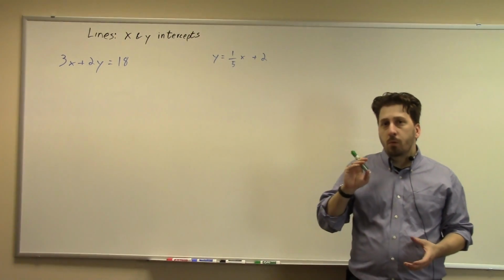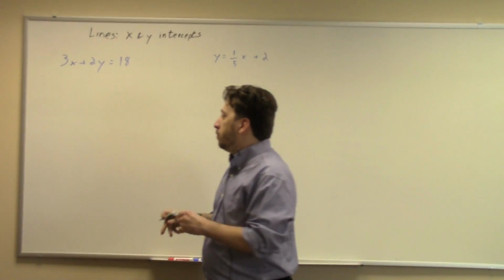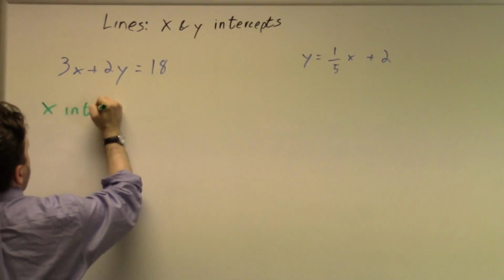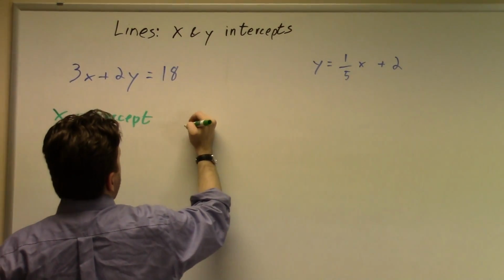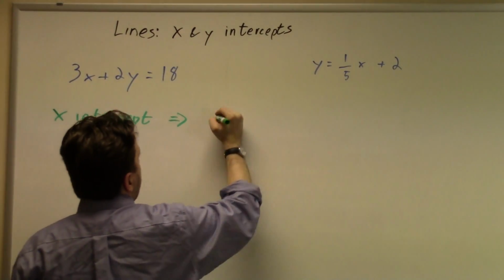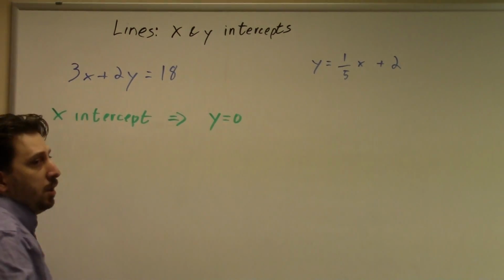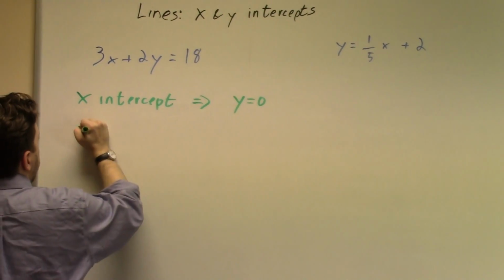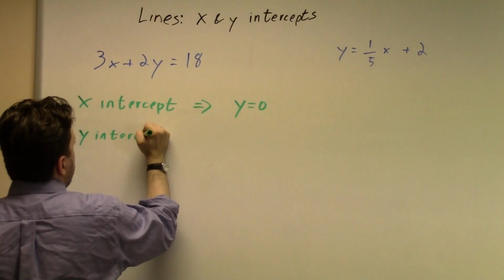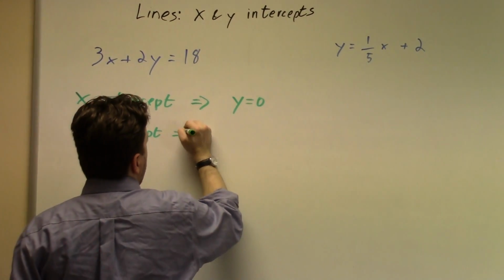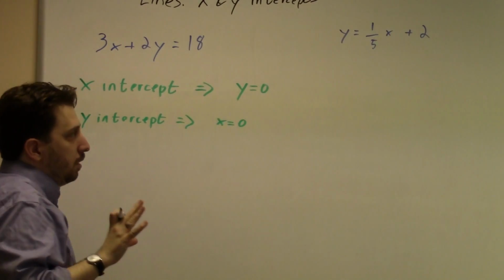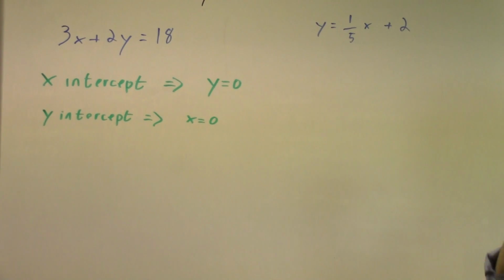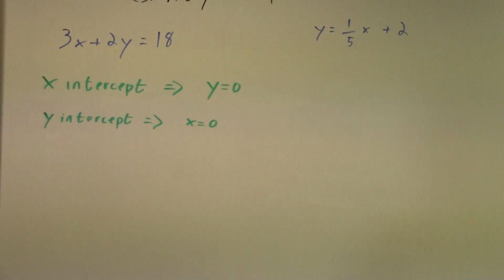Now, the main idea here is that when we're talking about the x-intercept, what I want you to take as your definition is that y equals 0. Okay? So the x-intercept means y equals 0. And when you're talking about the y-intercept, that means that your x is 0. Okay? So it's always going to be the opposite variable of the one that you're talking about. So in the x-intercept, you're going to have y equals 0, and in the y-intercept, you're going to have x equals 0.